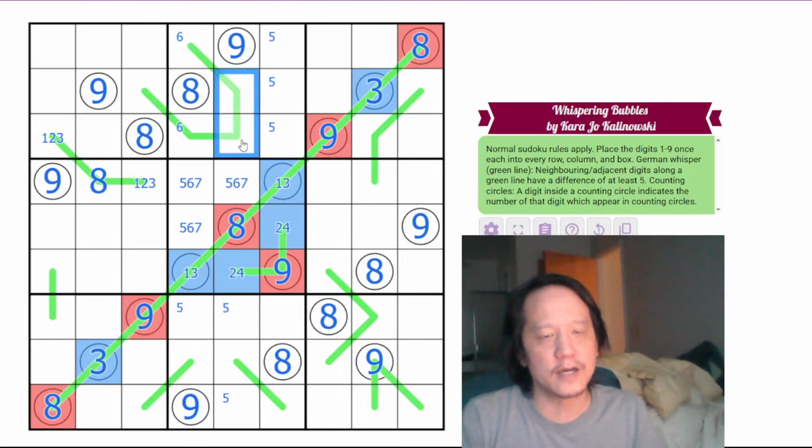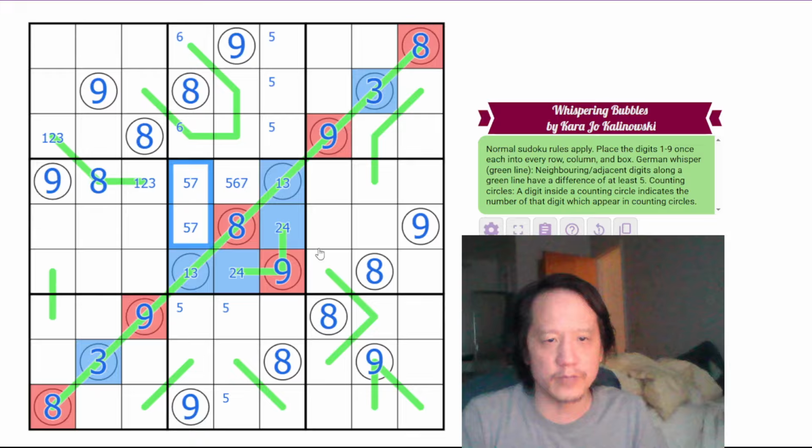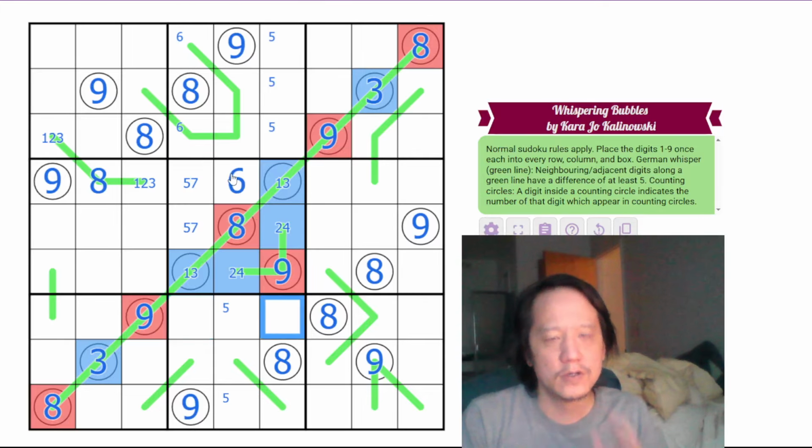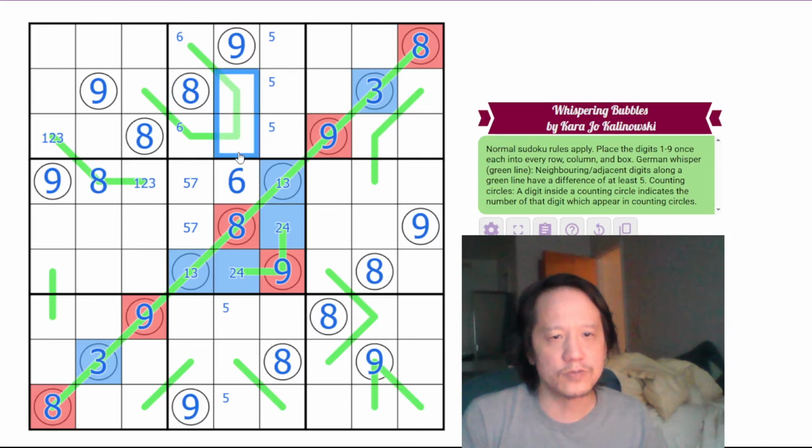So 6 cannot be either of these because they're next to 2 unique digits on a Whisper 5 line. So 6 has to be one of these, which means this can't be 6. So this is a 5, 7 pair, which forces this to be 6. This can't be 5 anymore. 6 must be next to 1. So one of these is a 1.